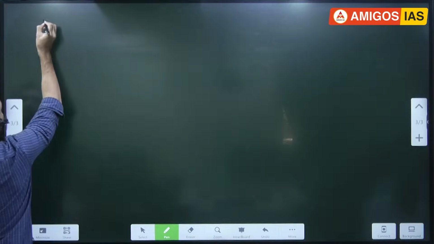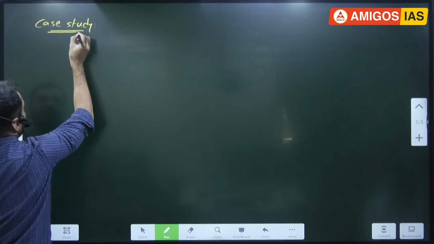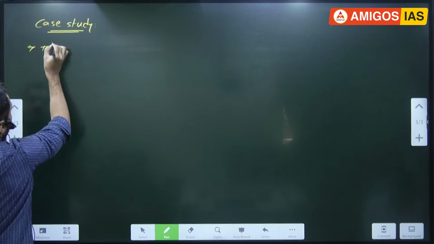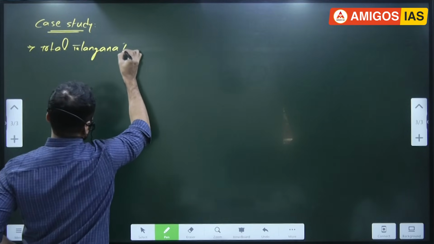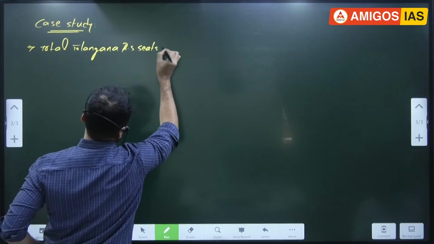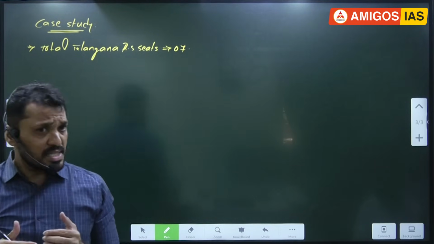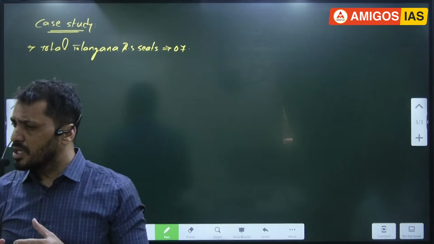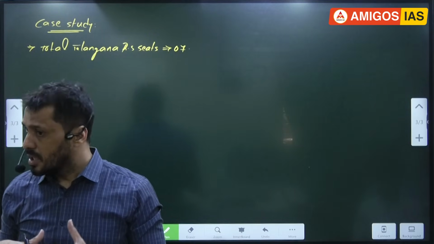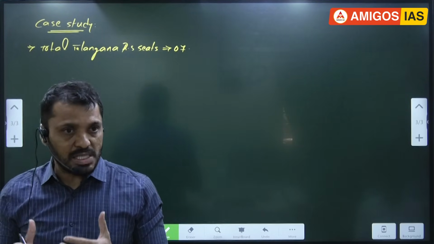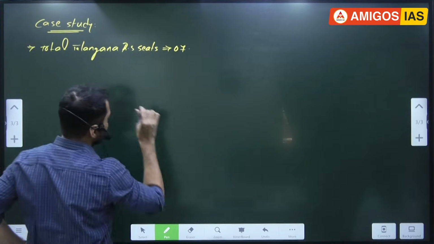Let me explain one case study so that you will easily understand. Case study, okay. So total Telangana Rajya Sabha seats 7, okay. We already discussed this Rajya Sabha. Did we cover the concept of Rajya Sabha duration, Lok Sabha duration? Not yet, yeah. Rajya Sabha members' tenure is 6 years, they retire every 2 years, 1/3 of the members will retire, okay. Now listen carefully. So total Telangana Rajya Sabha seats 7 seats.